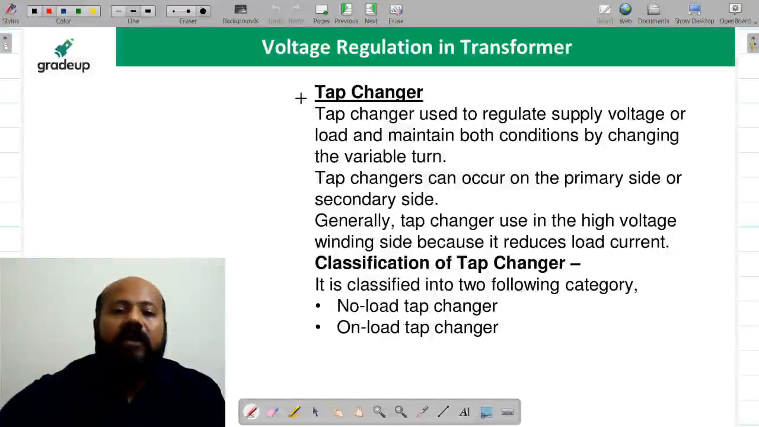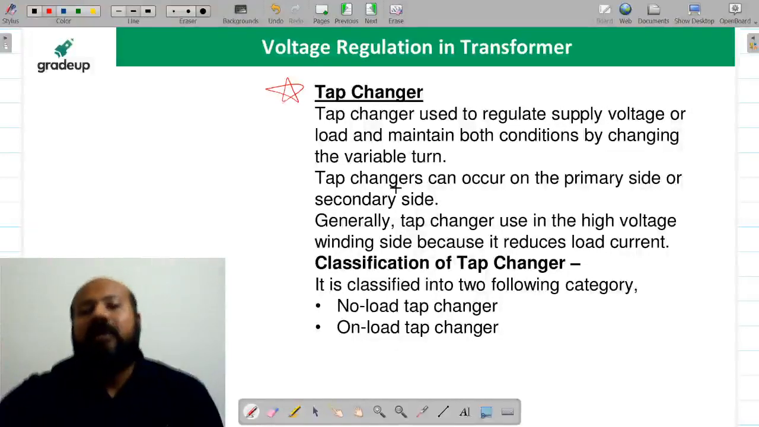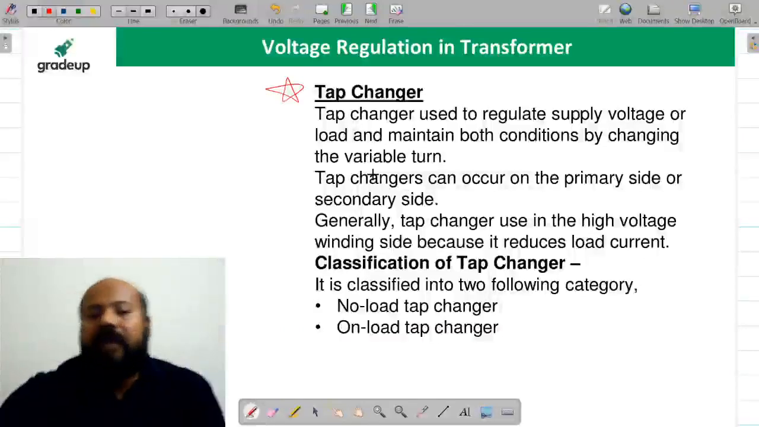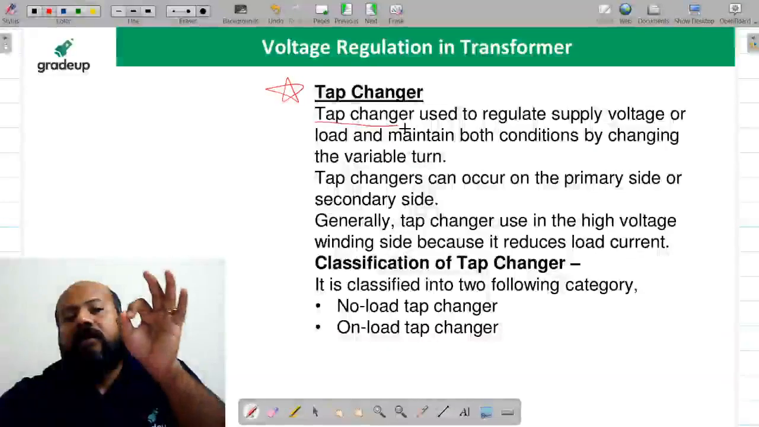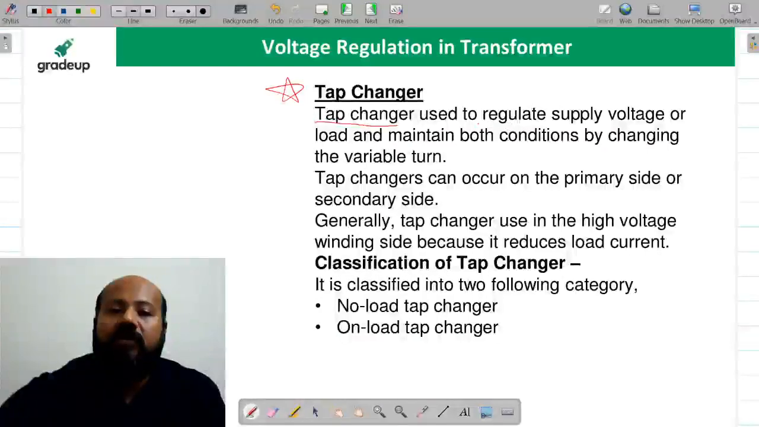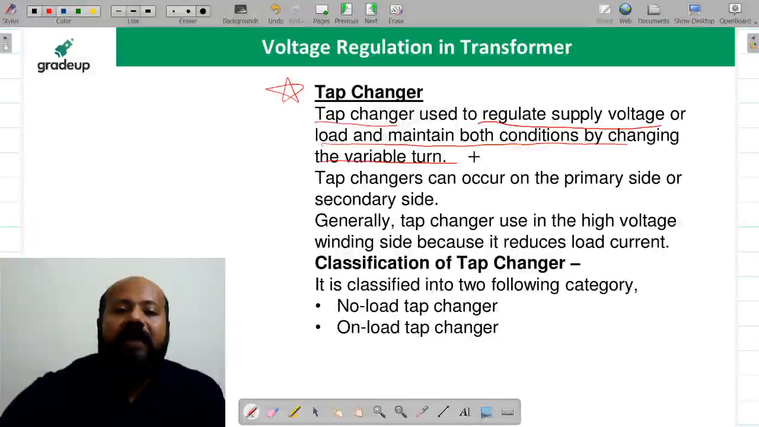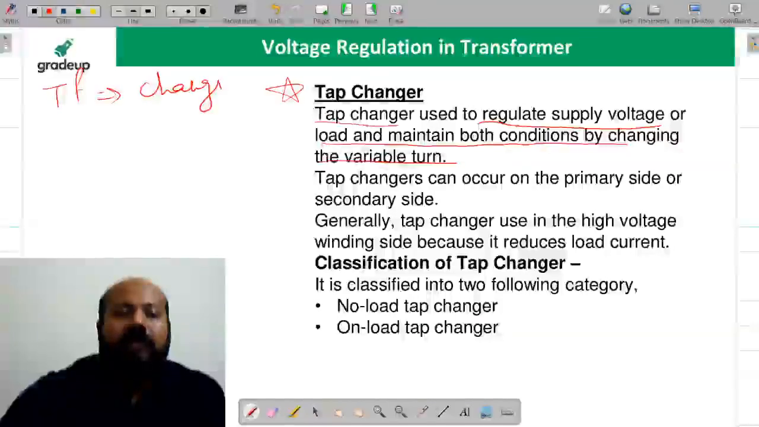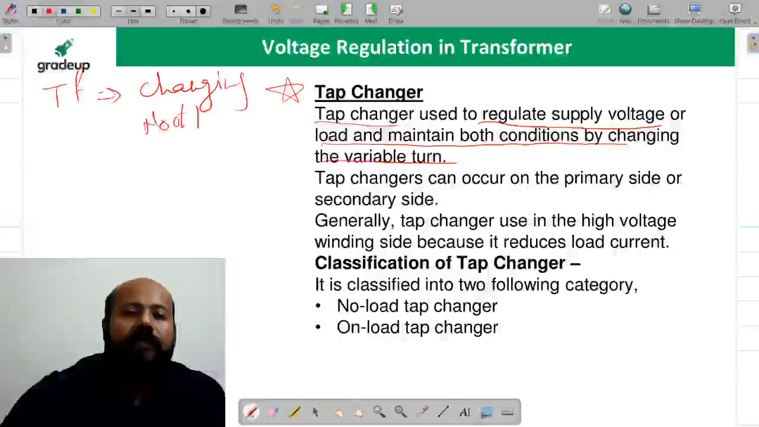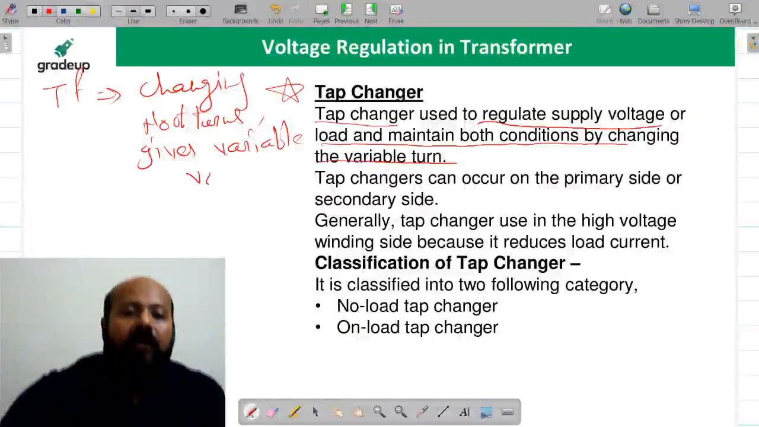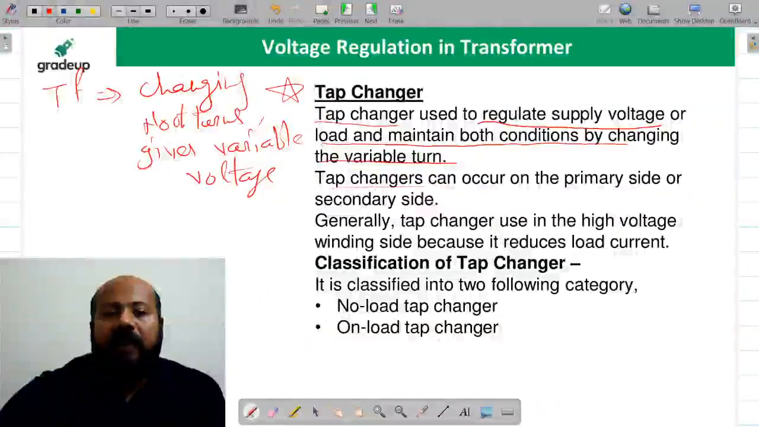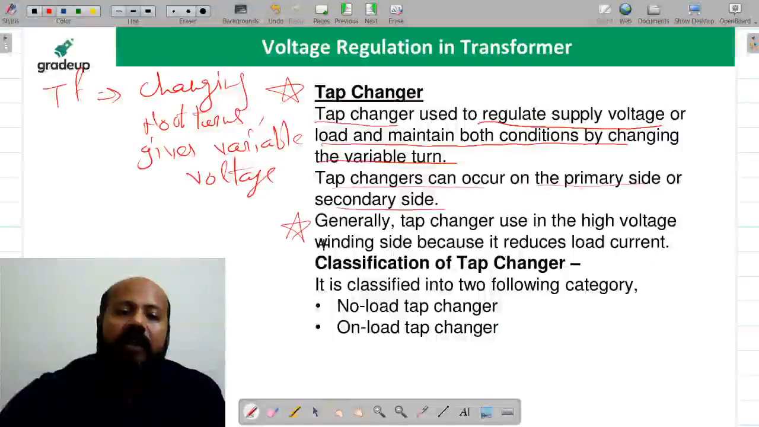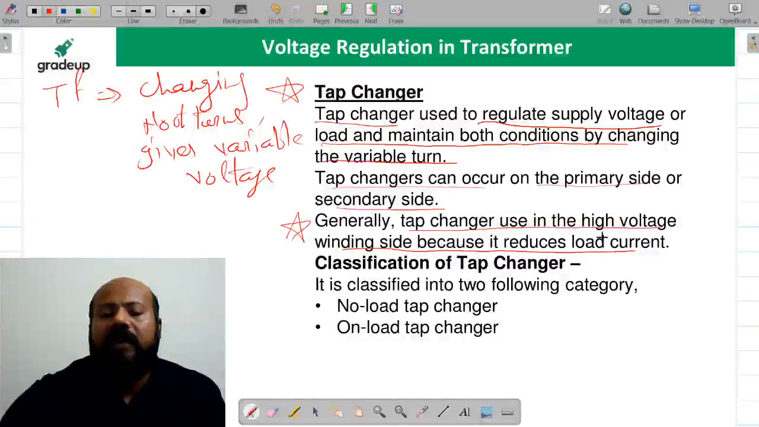Now let us quickly see this. What is this tap changer? Tap changer means on the high voltage side, generally on the high voltage side, some taps are there so that you can choose the required voltage from the winding. The tap changer is used to regulate the supply voltage or the load or maintain both the conditions by changing the turns. See, your transformer is nothing but changing number of turns gives variable voltage. The tap changer can occur on the primary side or the secondary side, but generally the tap changer is used on the high voltage side, and that is for a very obvious reason.